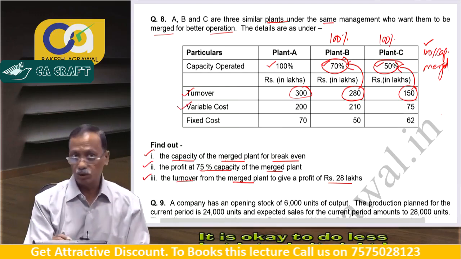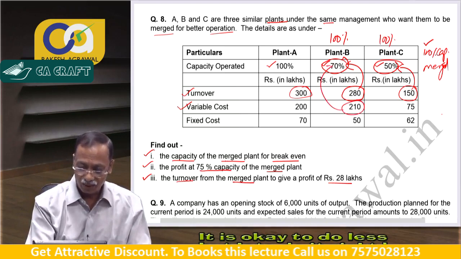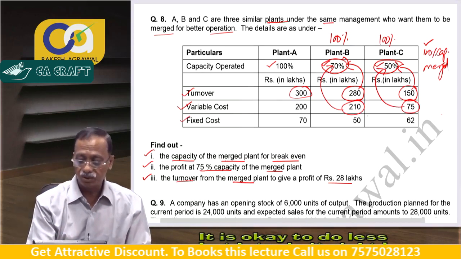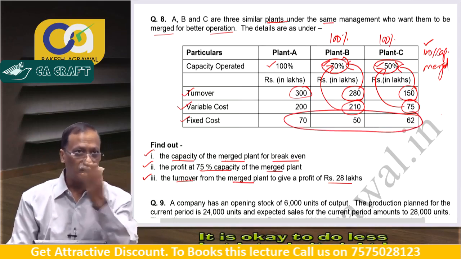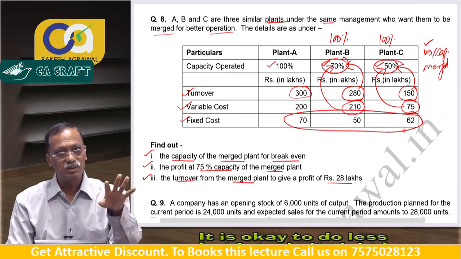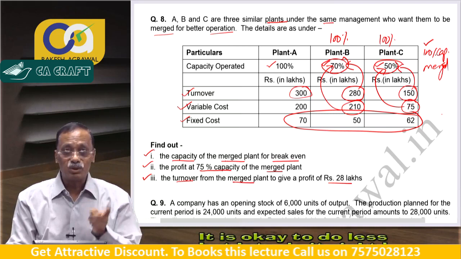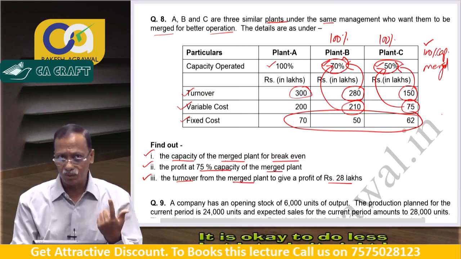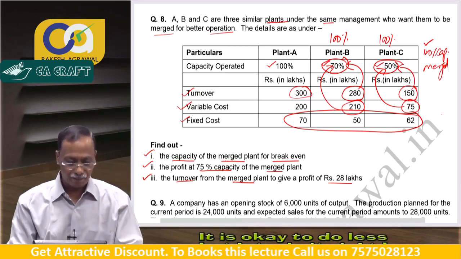Similarly, variable cost will also change with change in capacity utilization. So you have to convert this variable cost, 210 divided by 70%, 75 divided by 50%, to convert it into 100%. However, please remember, fixed cost will remain same because fixed cost from 0% to 100% capacity utilization remains constant. You operate at any level of activity, but fixed cost will remain same. So fixed cost you will copy as it is. Are you getting it? Sales and variable cost you will convert to 100%. Fixed cost will remain same irrespective of level of capacity used.